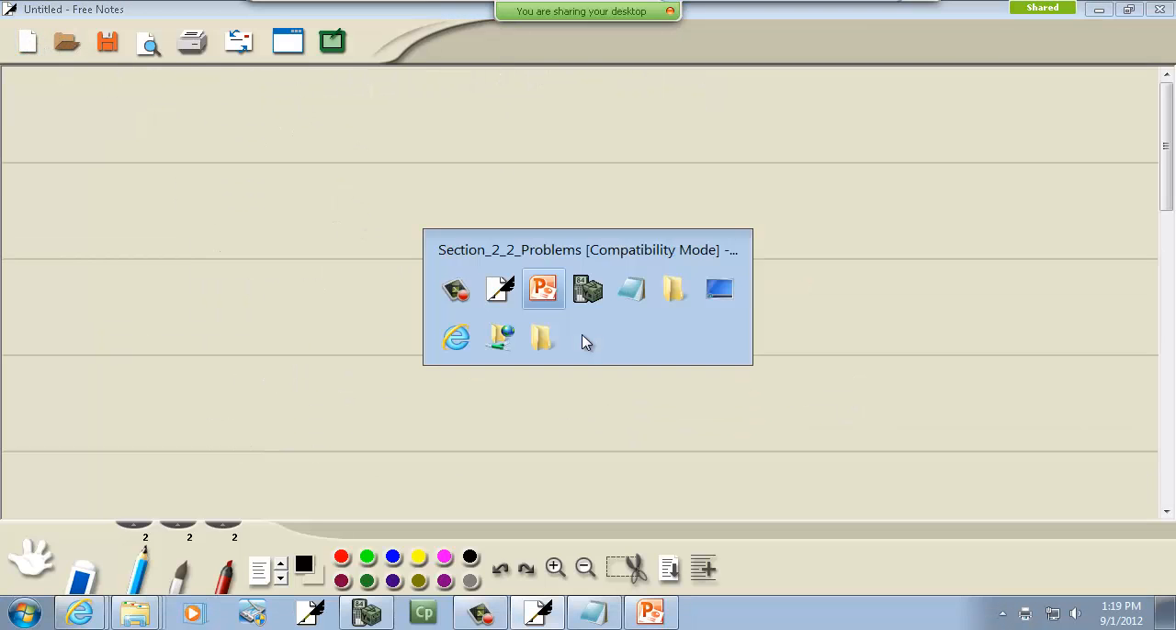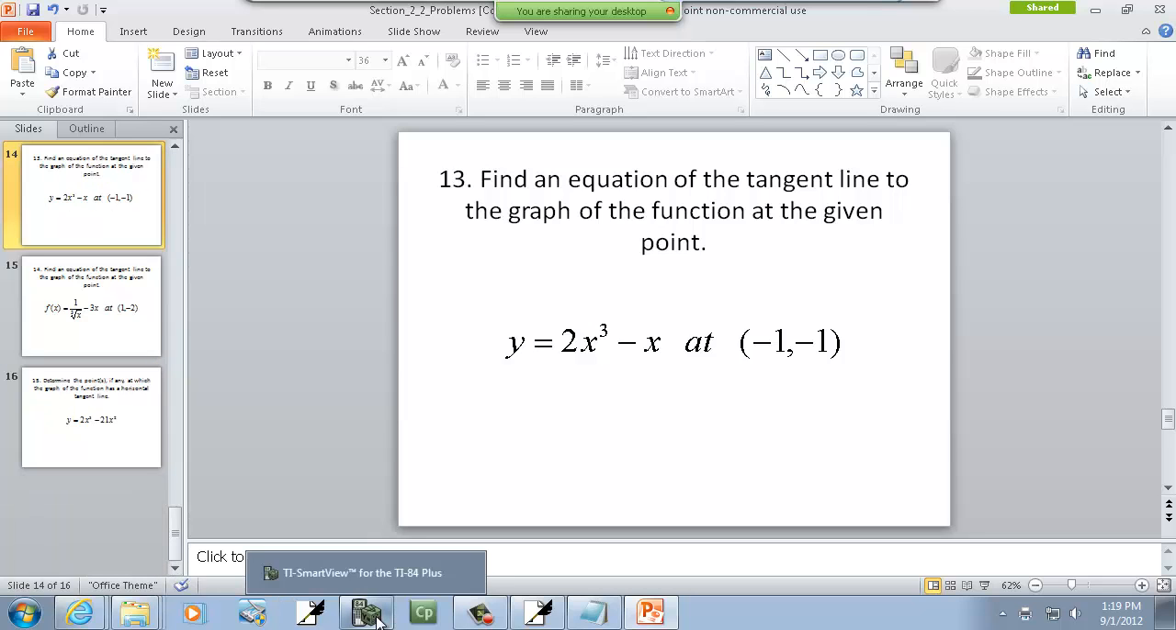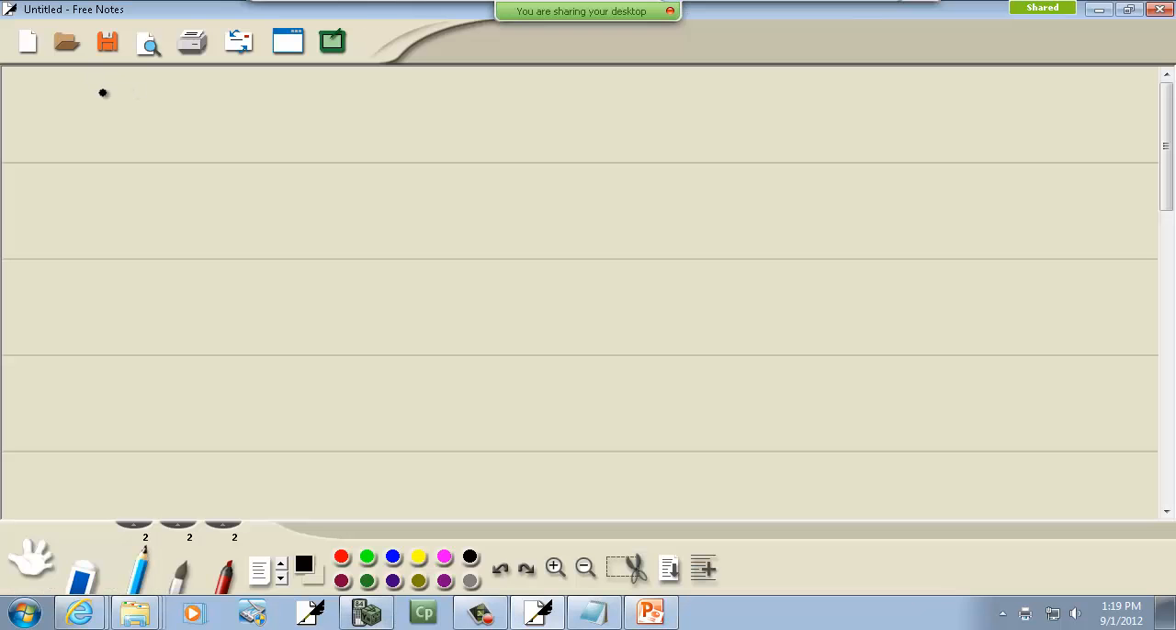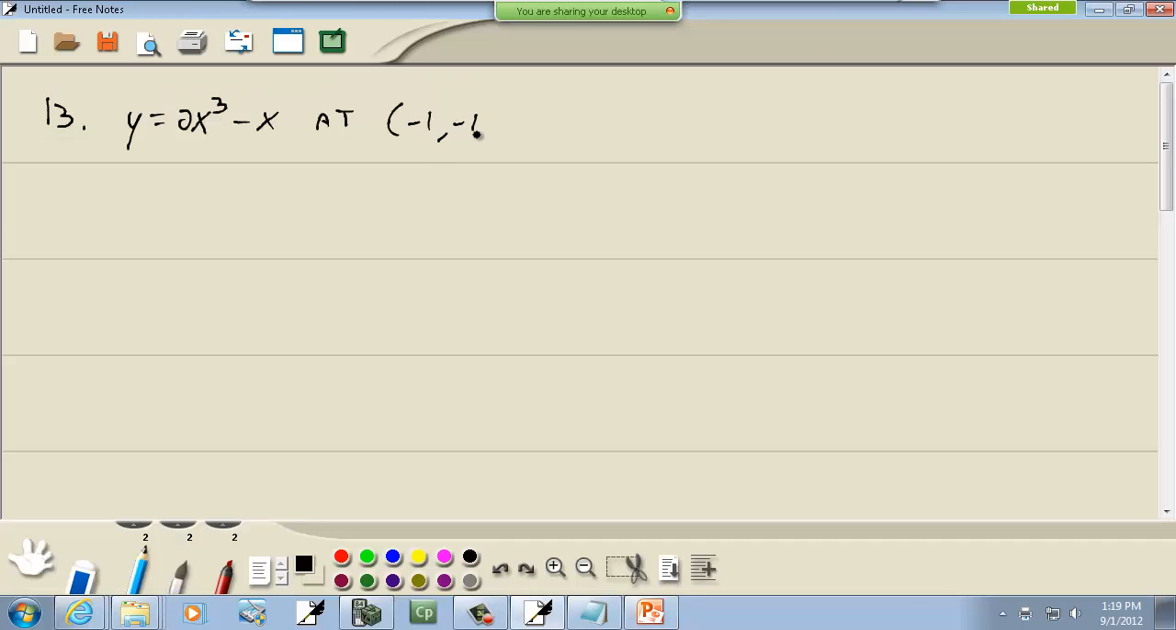Let's take a look at our next problem. This one says, find an equation of the tangent line. So we've got 13. And we've got y is equal to 2x to the third minus x at negative 1, negative 1. And this is finding the equation of the tangent line.